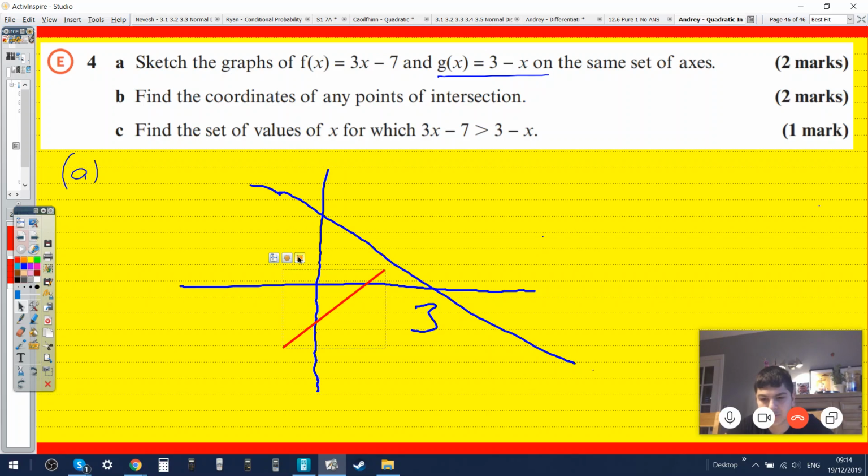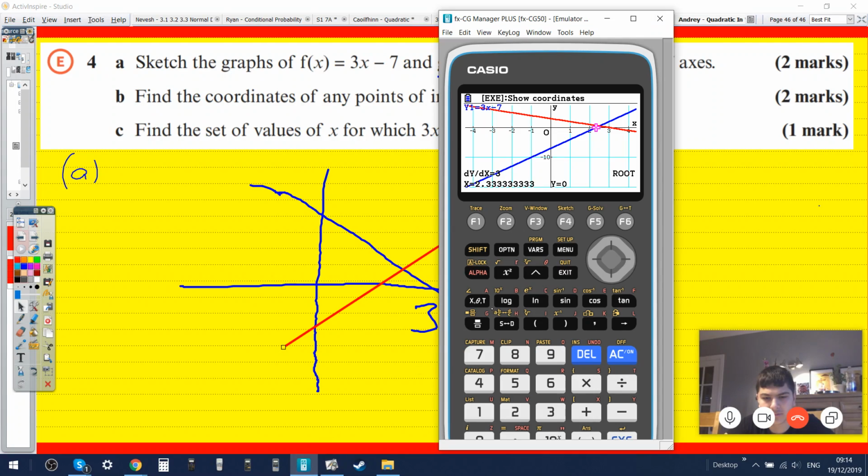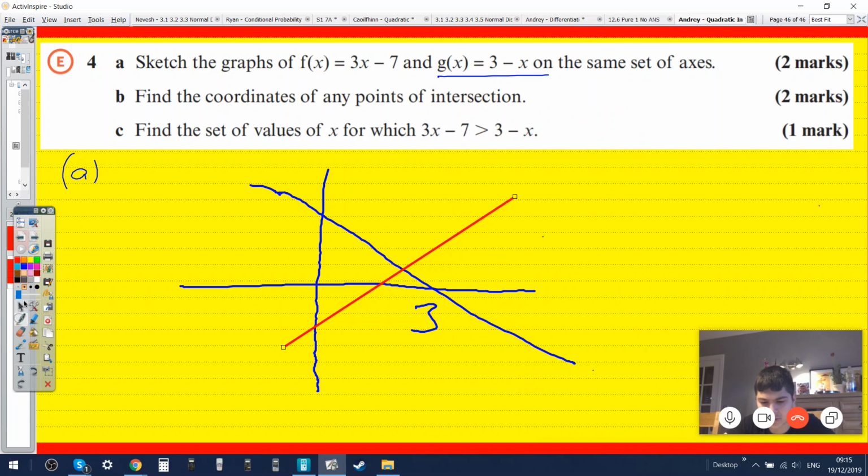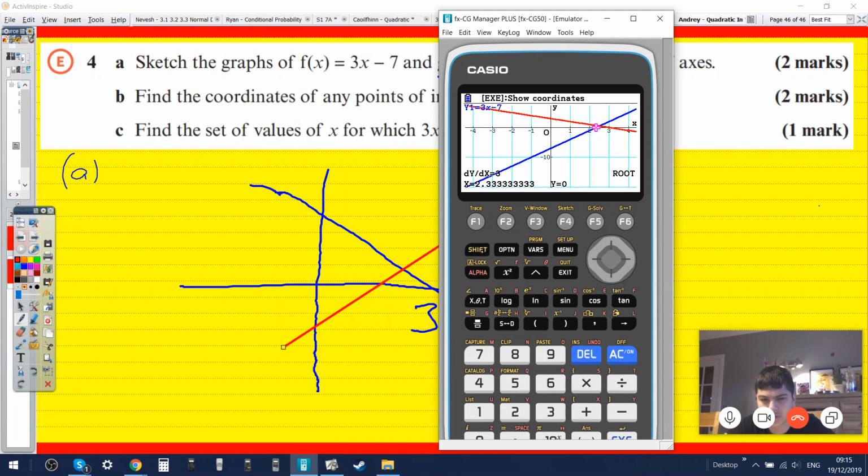So shift F5, root. So shift, graphical solve, and then F1 for root, and then you can choose the bottom one. And I should say 2.3 recurring down the bottom. Sorry, shift, graphical solve, and where do I choose the root? F1, I think. Yeah, root is F1.